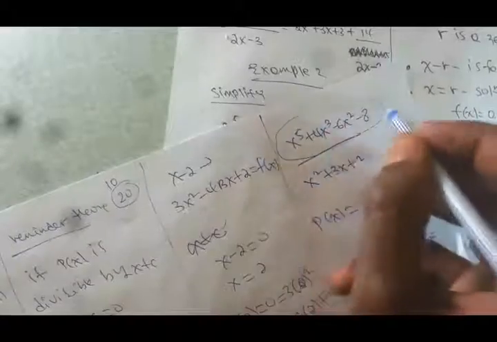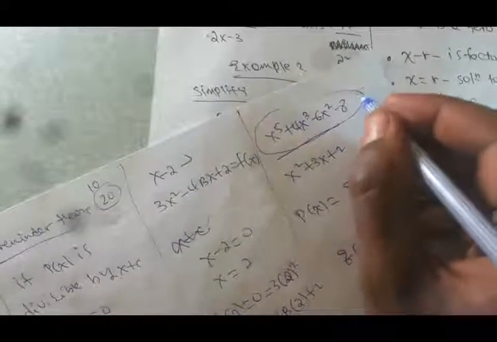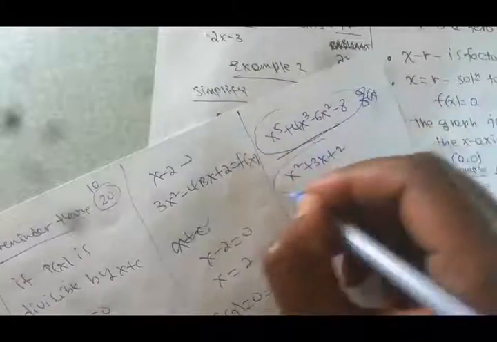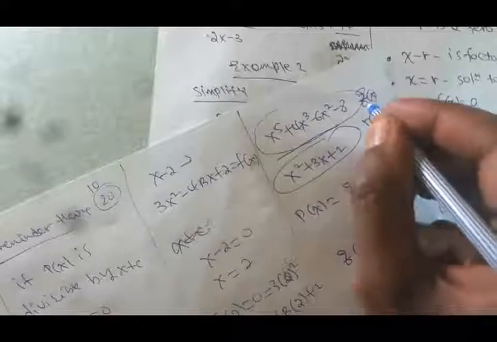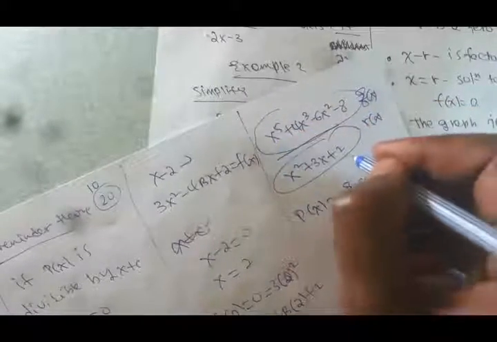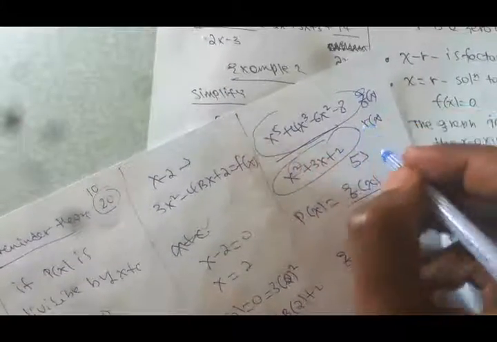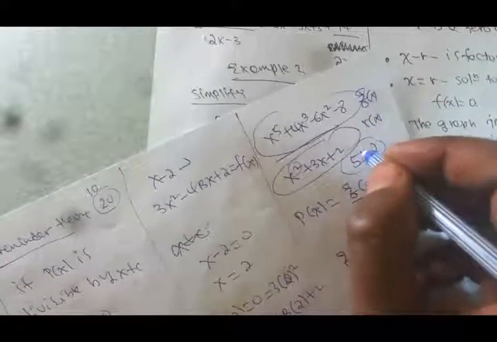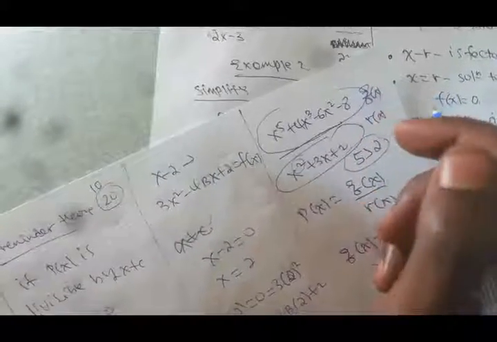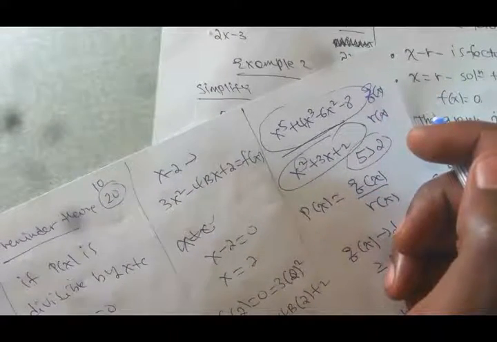But in our case, let's see our example. This is what we call q of x. This is r of x. Since the highest degree of q of x is 5, and the highest degree of r of x is 2, 5 is greater than 2. Therefore we make a long division. Let's make this solution.